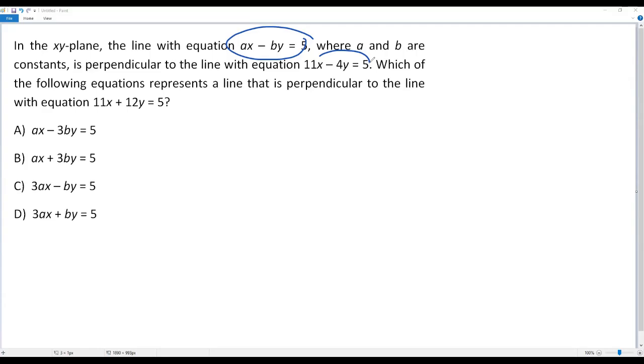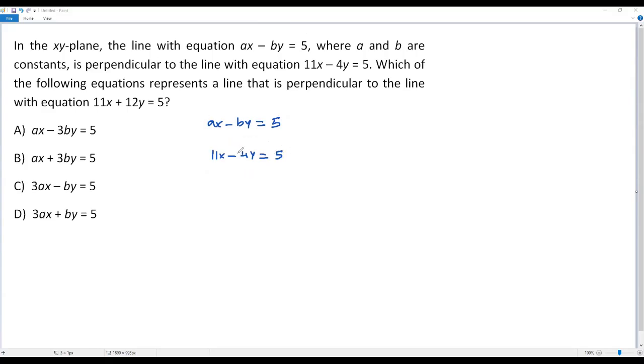Okay, now let me consider these two equations. That is ax - by = 5, 11x - 4y = 5. So this line is perpendicular to this one. Okay, if I want to get the equation of a line which is perpendicular to this one, what should I do? So for that there is an idea.